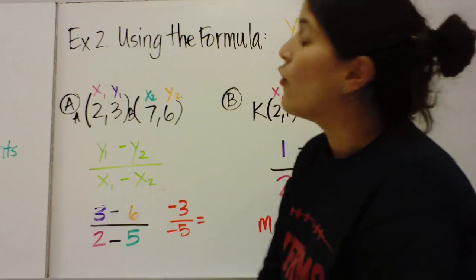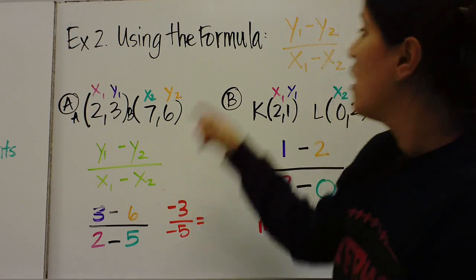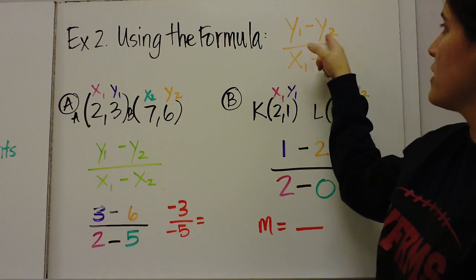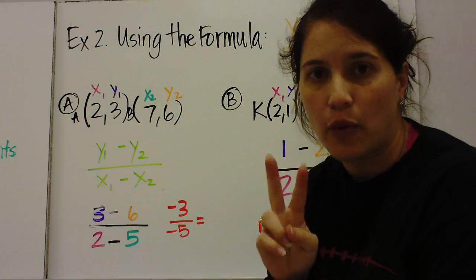So now let's look at the formula. Example 2, part 2 of today's lesson. Let's look at the formula: y1 minus y2 over x1 minus x2. And remember I told you we had to pick 2 points.